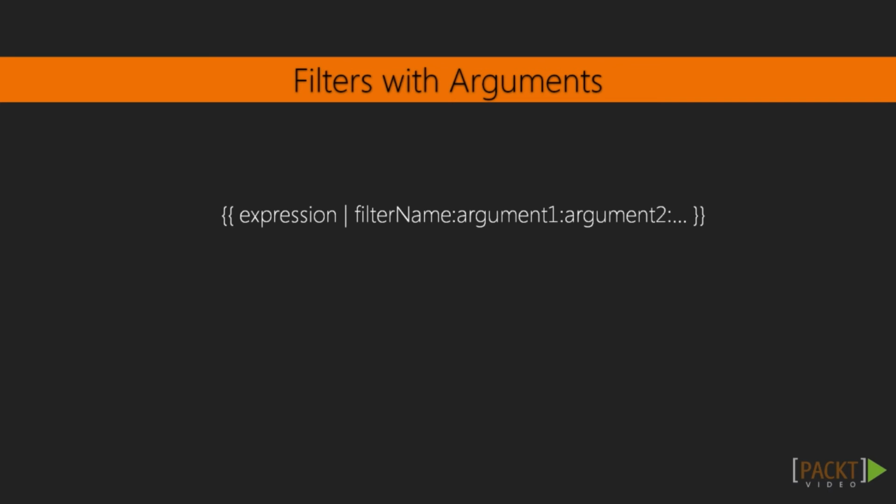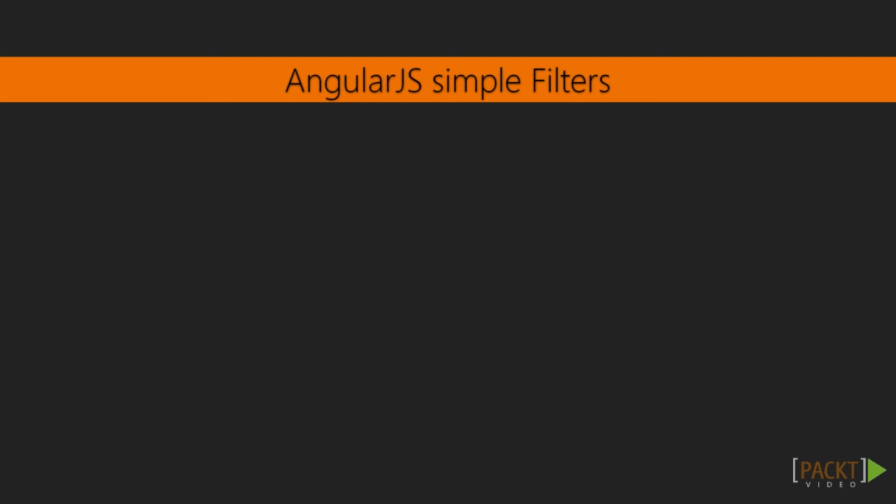Now, if you want to use a filter on your controller or on a custom service, you can do that by injecting the $filter service on your module and using the following syntax. $filter, the name of your filter, the input expression, and your parameters. This method will return the filtered object. AngularJS has a series of built-in filters to help you out displaying your data. You can also create your own filter, but first let's take a look at the filters available by default.